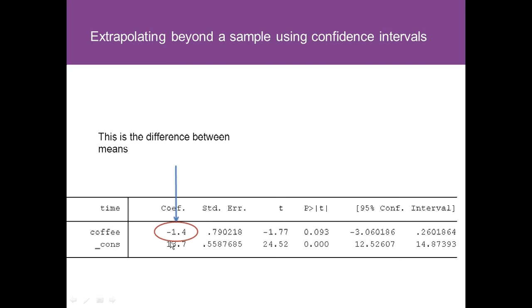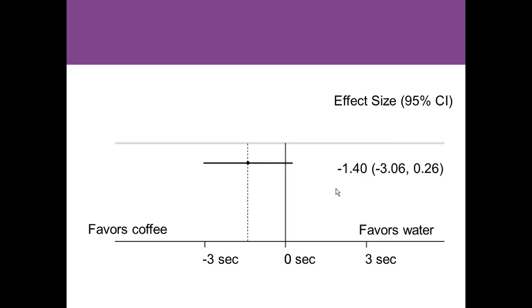And if we look further along this line, we also see the 95% confidence interval of that difference between the means, and that ranges between 3 seconds and about a quarter of a second on the other side of the 0 mark. If we were to graph this out, it would look like this. Now, I've changed the direction of the 95% confidence intervals here to denote that we're comparing between groups. So the mean difference between groups was 1.4 seconds. The 95% confidence interval goes from negative 3 seconds to positive about a quarter of a second.